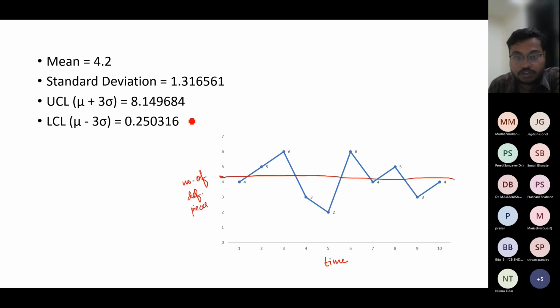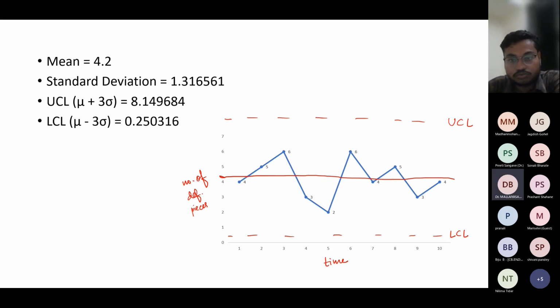There are two control limits that we have in process control charts. The lower control limit is given by the mean minus 3 standard deviations, which is somewhere around 0.25. Somewhere around here will be our lower control limit, and somewhere around here, 8.14, which is the mean plus 3 sigma, will be our upper control limit. Since in this plot we see that the number of defects randomly changes around the mean, does not fall on one side always, and does not go beyond the control limits, we can say that the process still is in control. The process is in control.